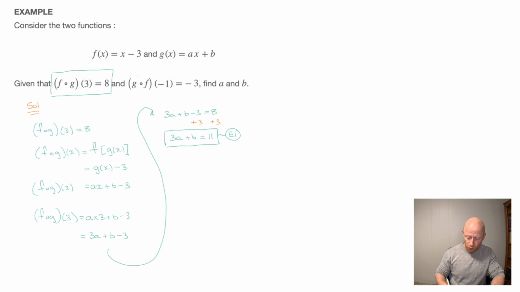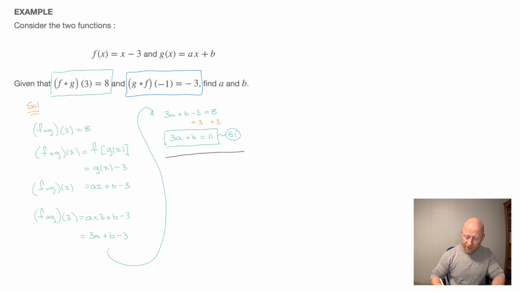And so at this stage, we've used this bit of information. So let's turn to the second bit of information that's given in the question, which is that g of f of negative 1 is equal to negative 3. Using this bit of information, we should be able to obtain a second equation involving a and b, like this one. And so let me just draw a line of separation in my working here.